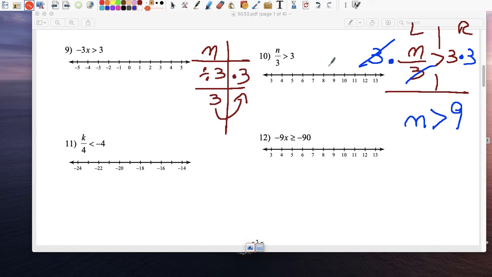Well, that was easy. Put a circle over here. Do we shade? We don't shade. So we want n is greater than 9. Where is greater than 9? Greater than 9 is this way.